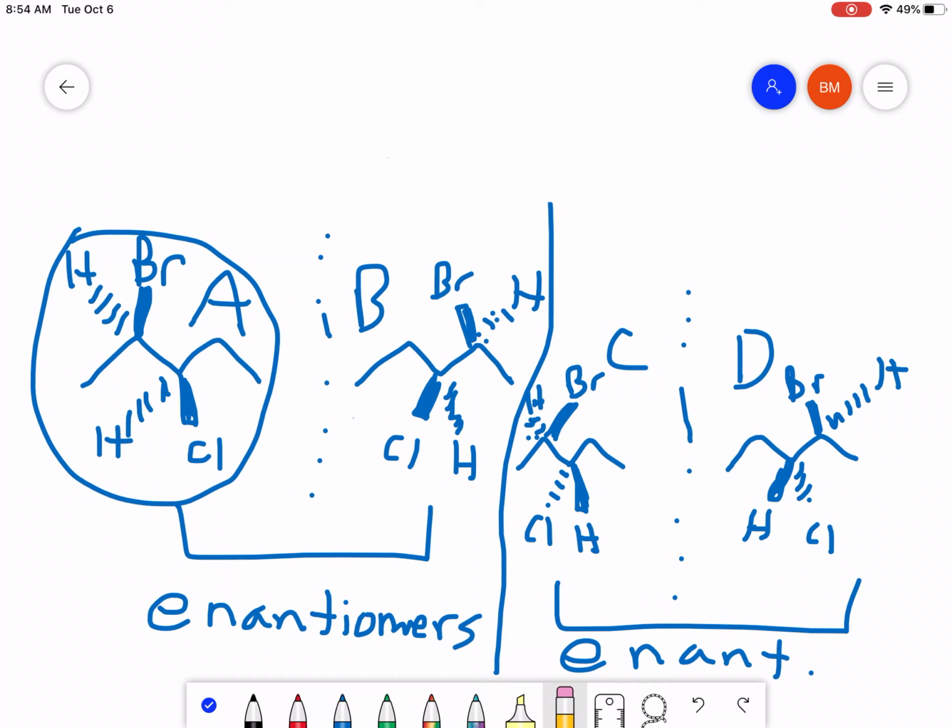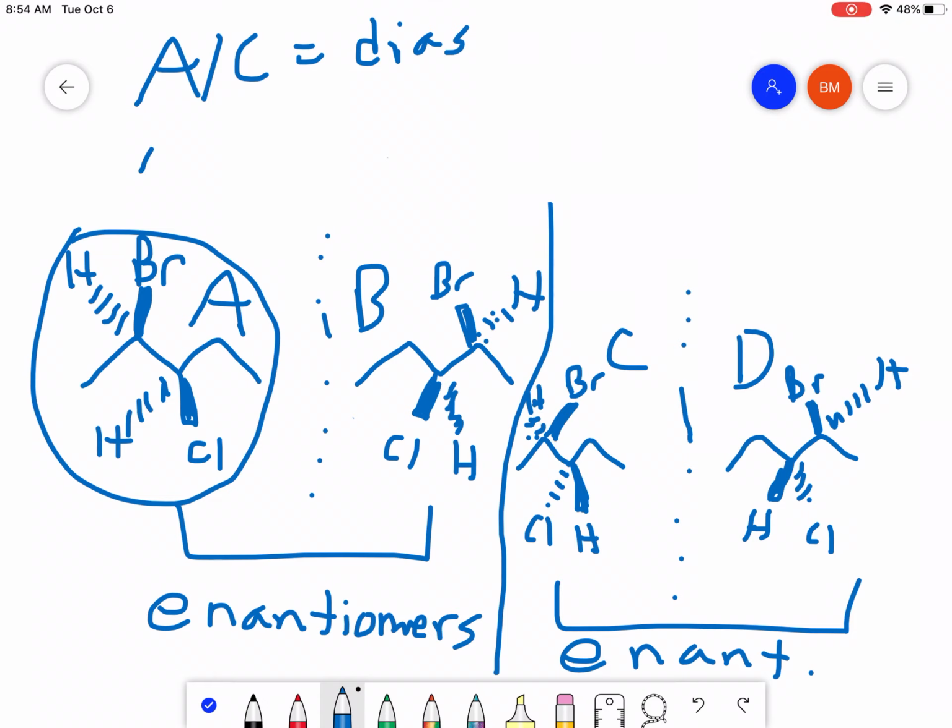All right. Let me ask you this, though. If somebody were to ask you to compare the relationship of A and C, how would you describe it? Well, are they mirror images of each other? No. So they can't be enantiomers. Are they identical? Are they superimposable on each other? No. There's absolutely no way you can flip or flop one or the other to have it perfectly line up. A and C are non-superimposable, non-mirror images, so we're going to say that A and C are diastereomers of each other.